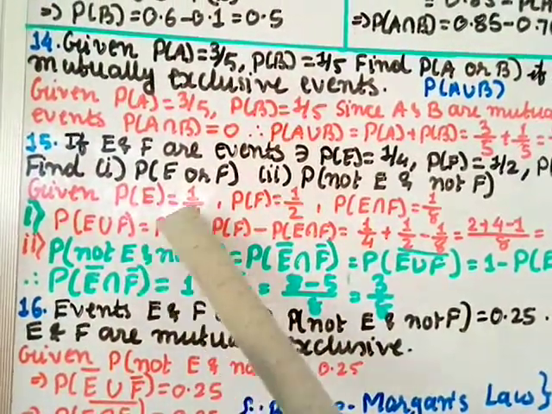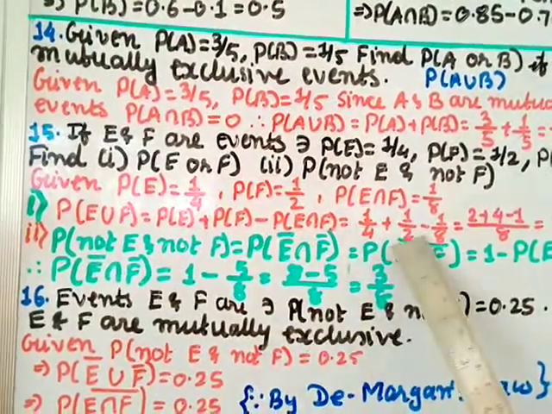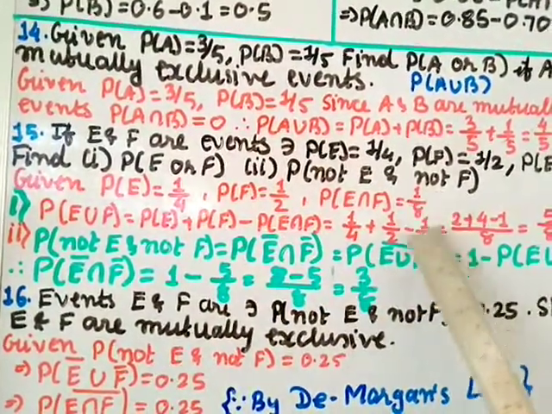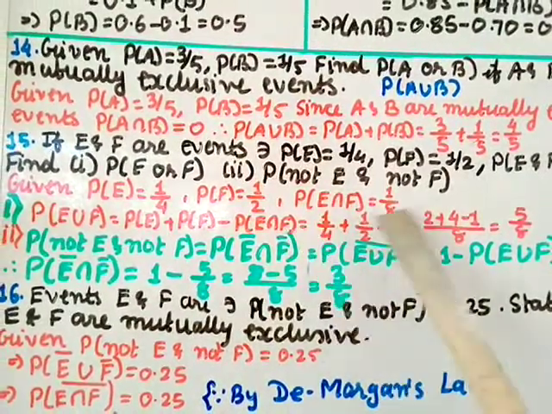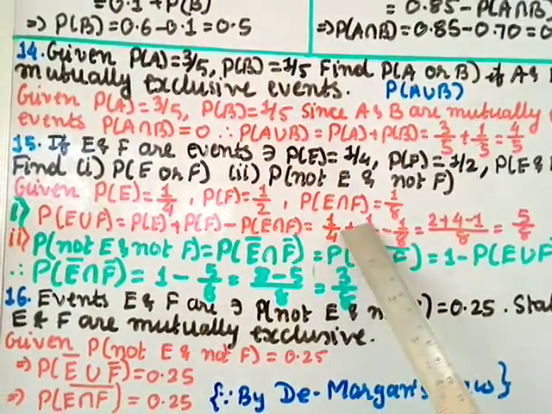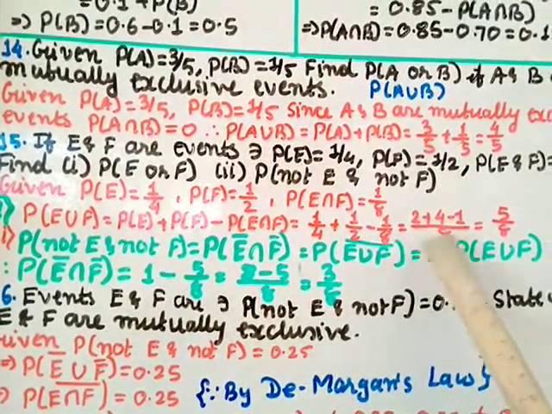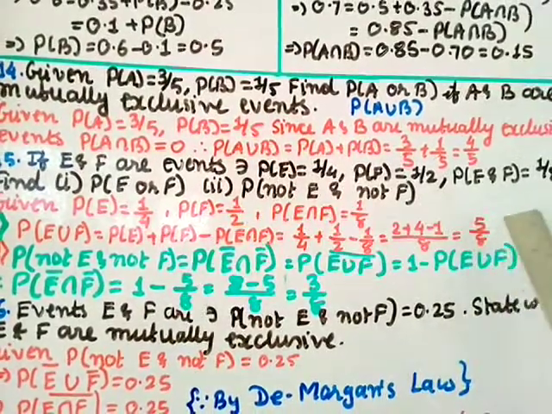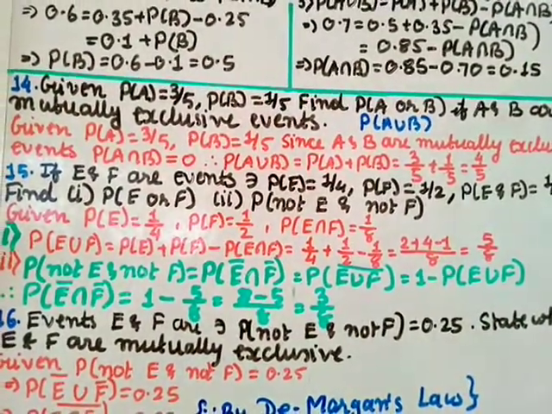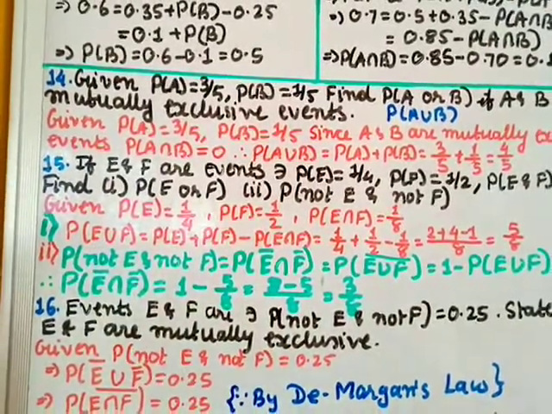So P of E is 1 by 4, plus P of F is 1 by 2, minus P of E intersection F, which is 1 by 8. The LCM is 8. So here you have to multiply by 2, so 2, plus here multiply by 4, so 4 into 1 is 4, minus 1. Nothing to multiply. Divide by 8. So 2 plus 4 minus 1 gives you 5 by 8. So that is the value of P of E or F, or P of E union F.